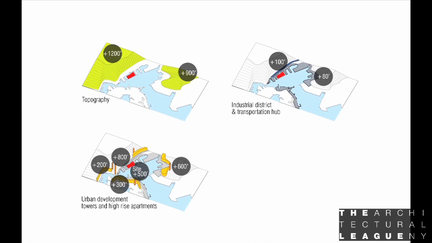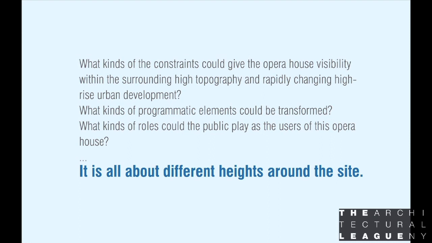With engaging the context of different heights, we tried to set up the height of the opera house, which will be visible from neighbors, and define the public role of the opera house as a performing object by itself.